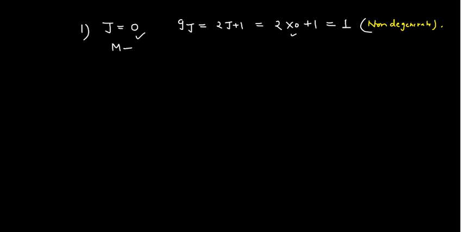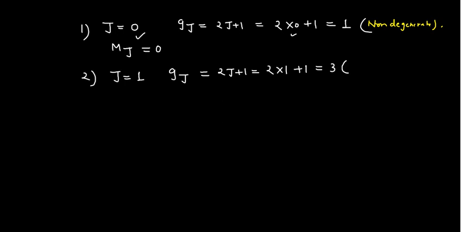Now, this was case 1. In that case, what would be the value of mj? mj would also be 0. You can recall the values of the azimuthal quantum number and magnetic quantum number from your basic chemistry or basic physics. Now I am changing that j value from 0 to 1. Then you can calculate the degeneracy Gj, that would be equal to 2j plus 1. This time your j is 1, so you can write 2 into 1 plus 1, and that would give you 3. 3 means the system has threefold degeneracy, and you can call it triply degenerate.